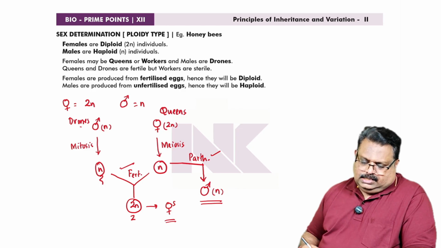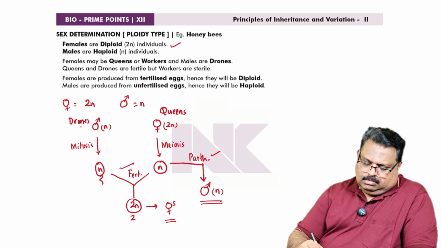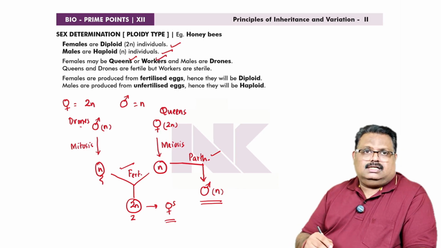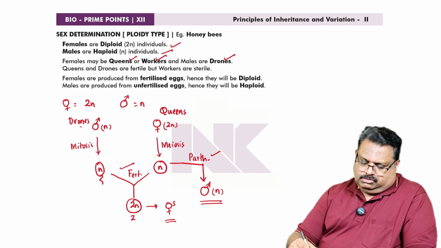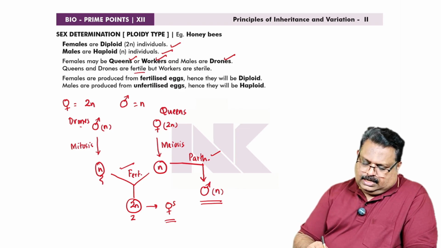So in honeybees, the females are diploid individuals, males are haploid individuals. The females may be queen or worker. Workers are sterile, not reproducing, but queens are reproducing. Males are drones. Queens and drones are fertile, but workers are sterile.